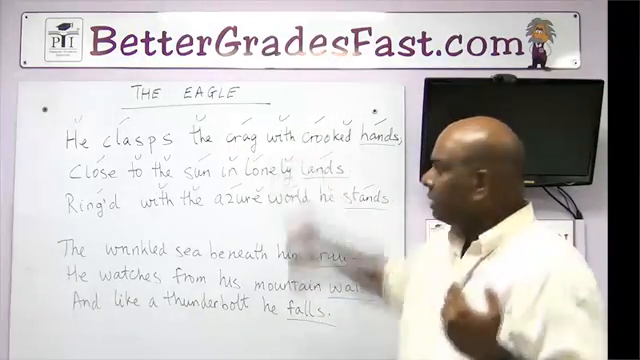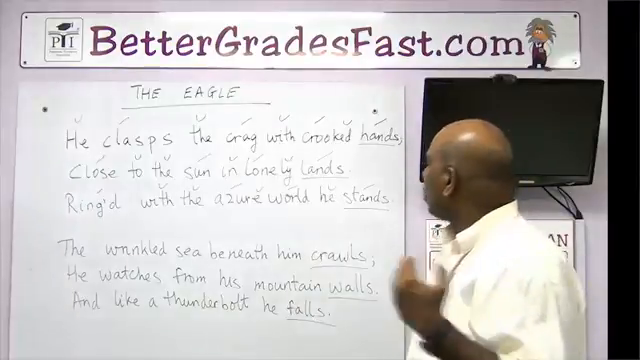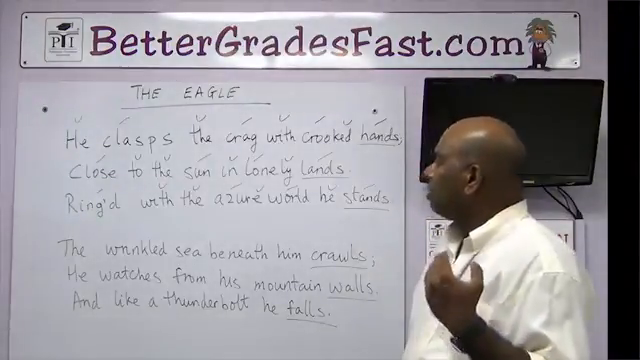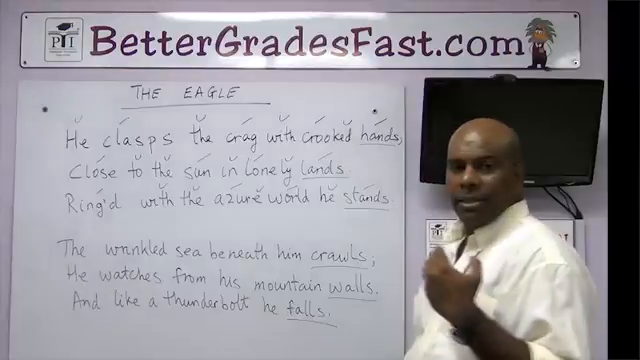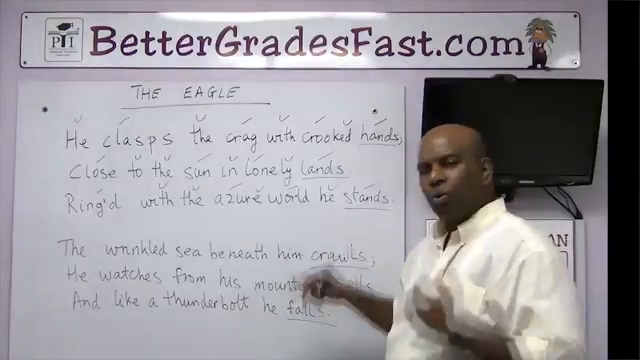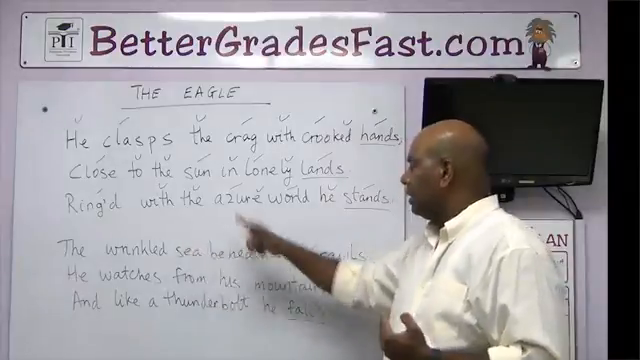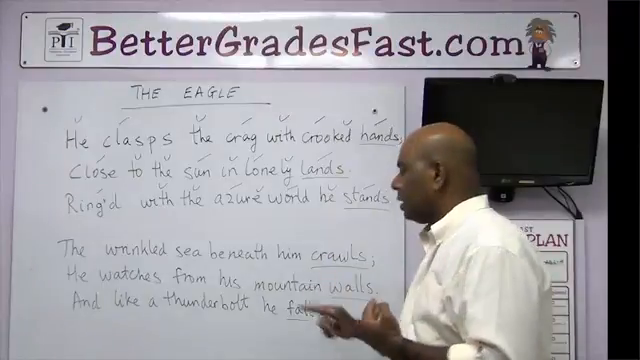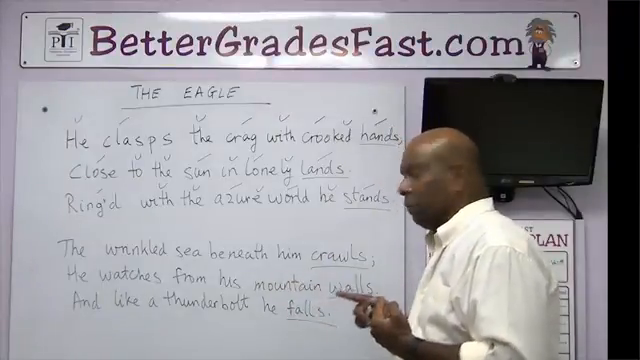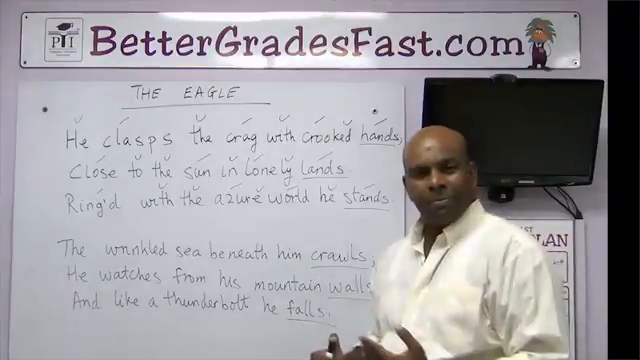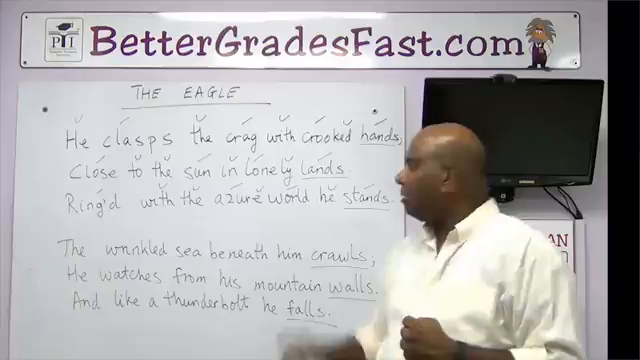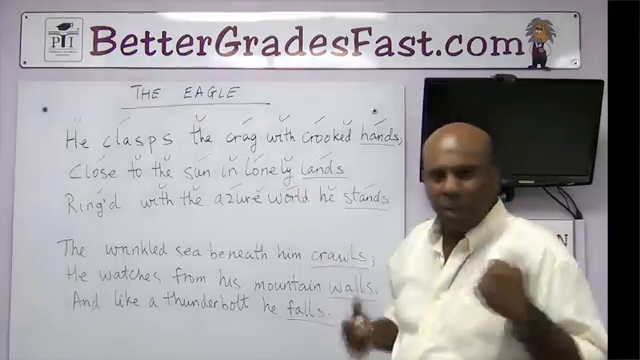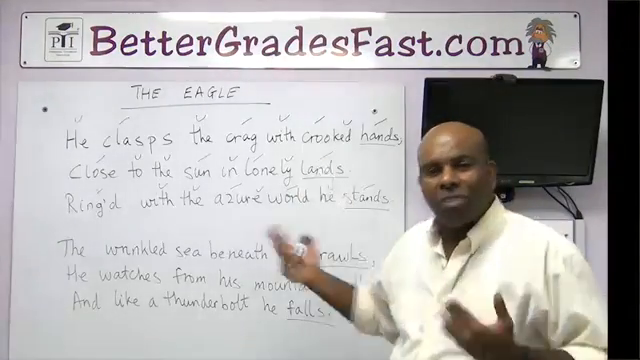So at this first verse, he clasped the crag with crooked hands, close to the sun in lonely lands, ringed with the azure world he stands. If you try it with this one, you work it out. The wrinkled sea beneath him crawls. He watches from his mountain walls, and like a thunderbolt he falls. So there's a rhythm there. Okay? So apart from the rhyme, apart from the meter, there's also other ways in which the poet creates rhythm.